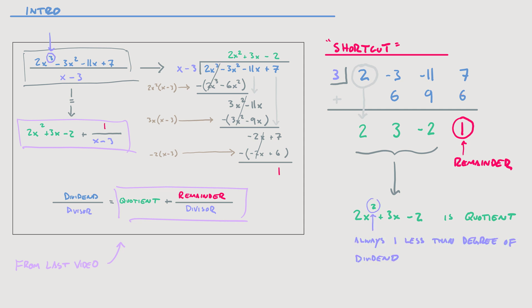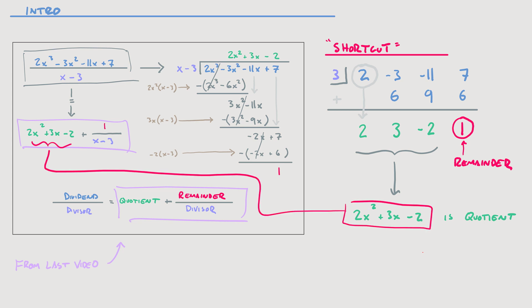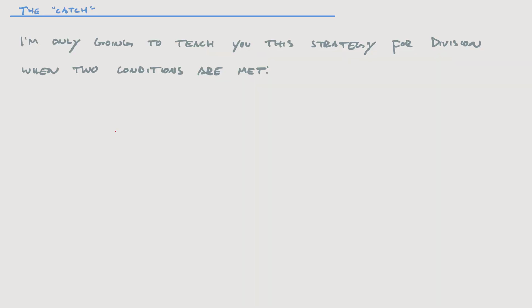Now, the thing that happens is when you're dividing synthetically, the power of our quotient is always going to be 1 less than the degree of the dividend. And there's a reason for that, and we're going to get into that in just a second. But again, if we're going to write our answer, then we would have quotient plus remainder over divisor, and then we'd be done. Now, I'm only going to focus on teaching this strategy to you guys for division when 2 conditions are met.